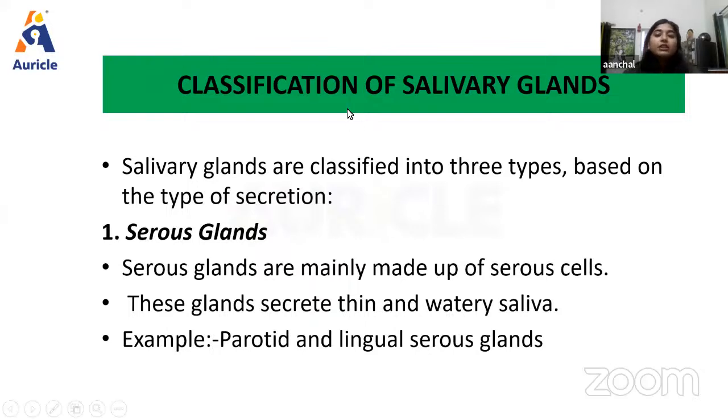Then classification of salivary glands. As we have discussed, the classification is of three types: serous, mucus, and mixed. The classification is based on the type of secretion. First we have serous glands. Serous glands are mainly made up of serous cells. These glands secrete thin and watery saliva. The secretion contributed by the serous gland is very thin, just like water. Examples are the parotid and lingual serous glands.